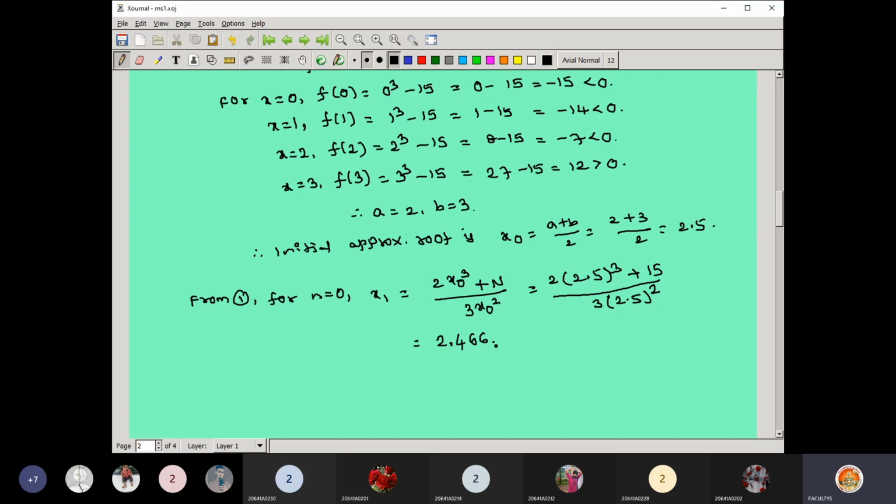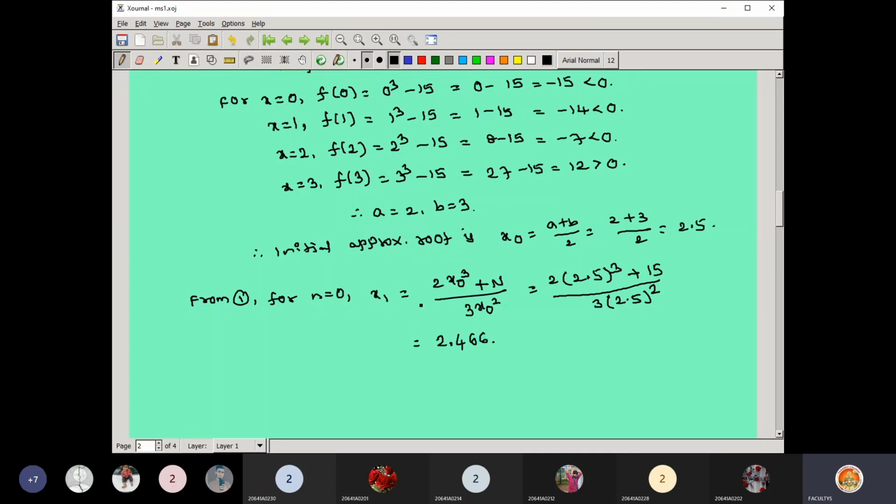In your calculator, you press 15. Cube root means the power should be 1 by 3. So you press the x power something button and then 1 divided by 3. Just enter the equal to button. You are getting the answer 2.466. Look at this one. Without using the calculator, I am going to calculate the cube root of that particular number by applying the Newton-Raphson method. That is the greatness of mathematicians.